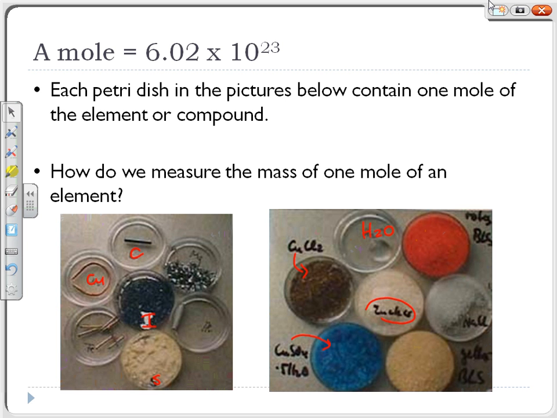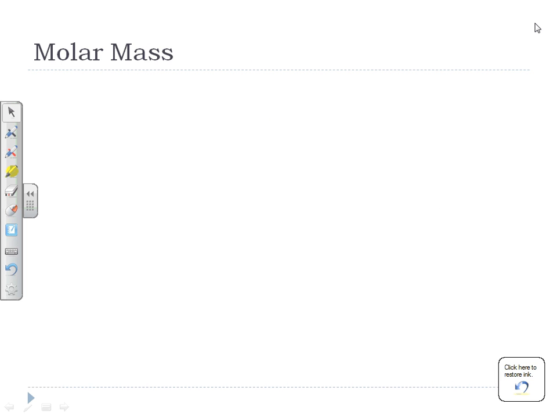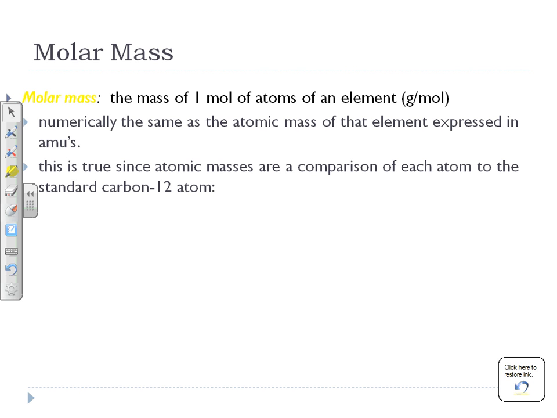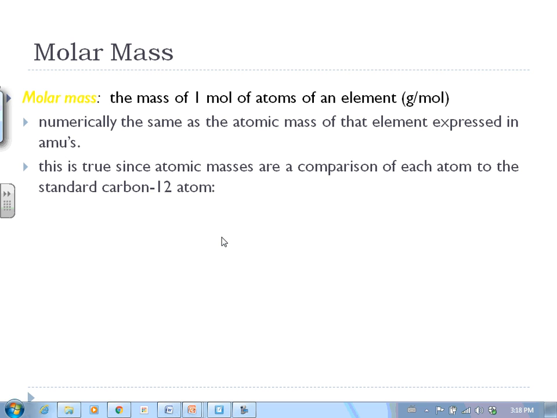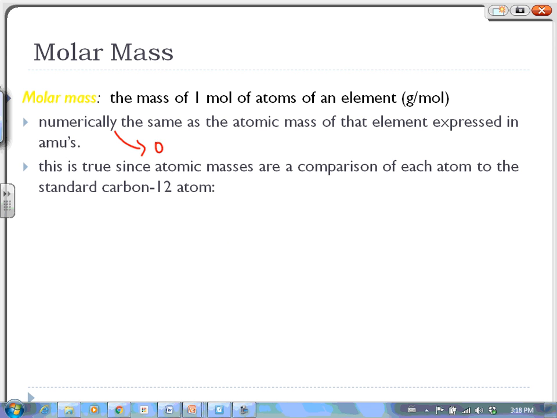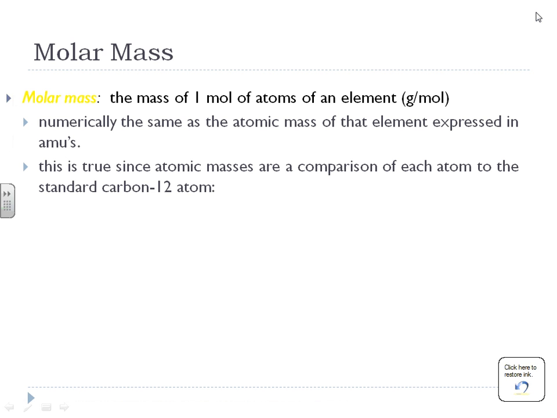So how do we actually measure the mass of 1 mole of an element? Well, we use this new concept called the molar mass. So the molar mass, its definition, is the mass of a mole of atoms of an element. Here's the awesome part, it's numerically the same as the atomic mass from the periodic table. So that means we can actually get it straight off the periodic table, which makes it really easy for you guys to find the molar mass. The reason why this is true is atomic masses are a comparison of each atom to the standard carbon-12 atom. So that's kind of what makes this whole thing work.